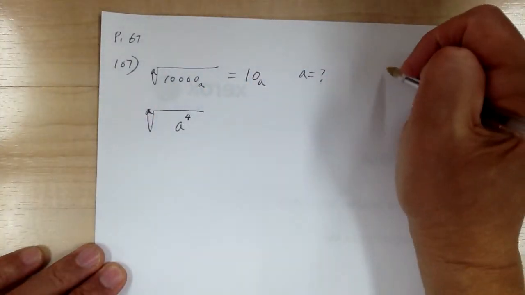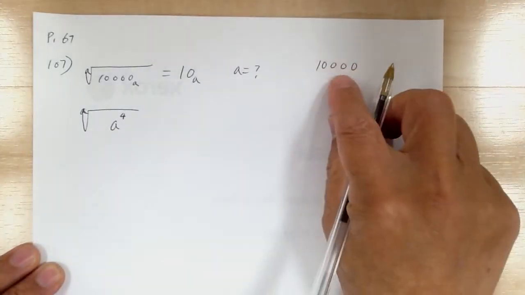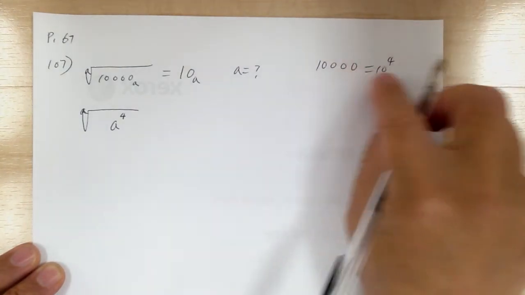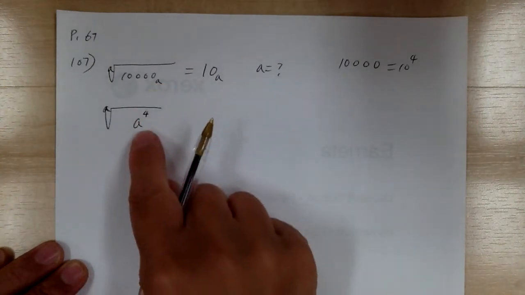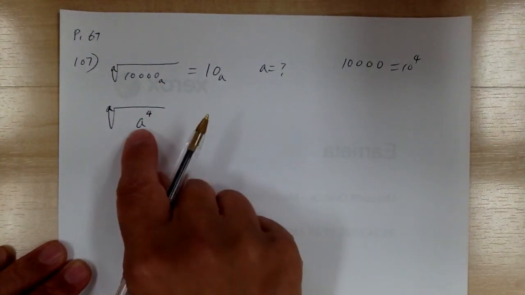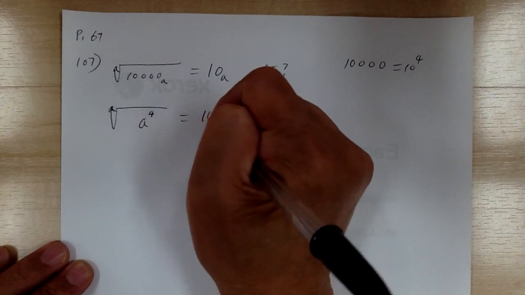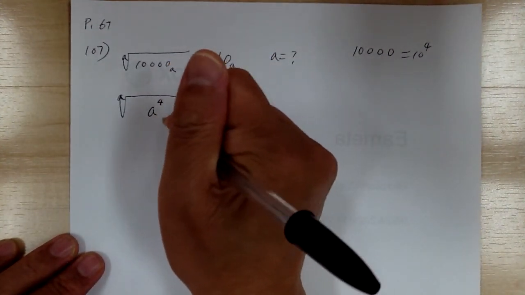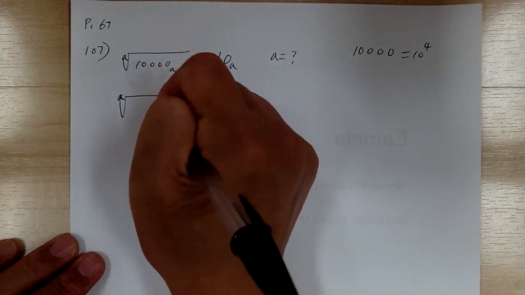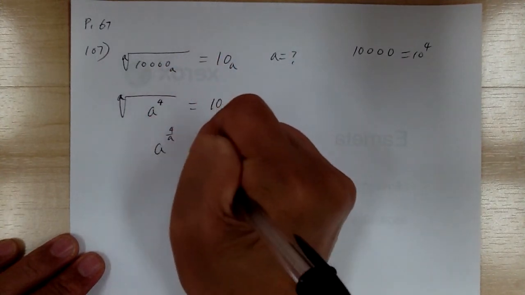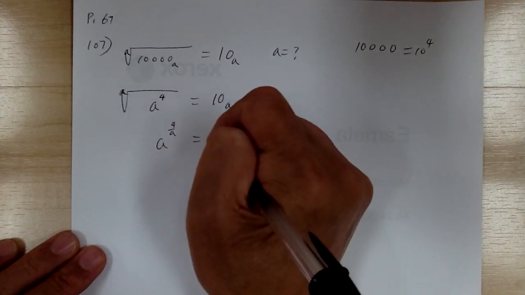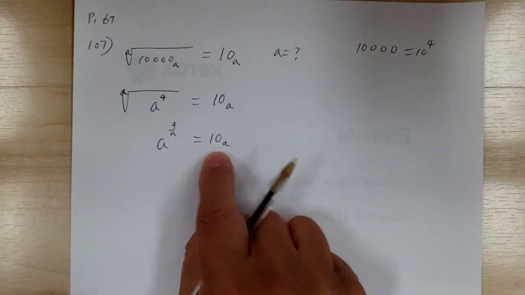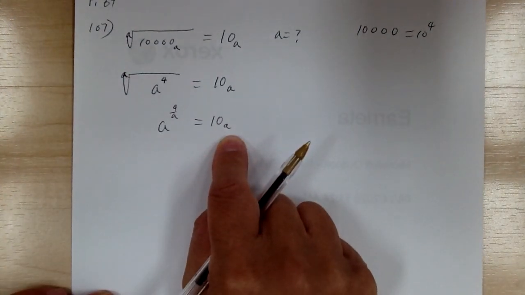You can think about base 10. When you have 10,000 in base 10, this equals 10 to the 4th power. But because this is base a, your number would be a to the 4. So the base would be a, and this will equal 10 base a. If you simplify, this is going to be a to the 4 over a, equal to 10 base a. But again, 10 in base a would be just equal to a.